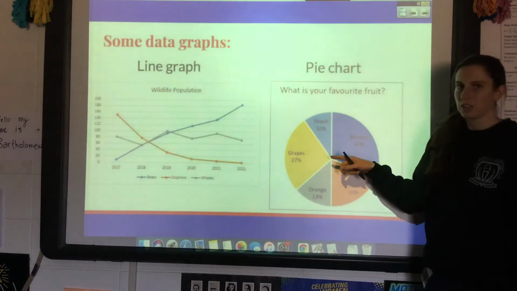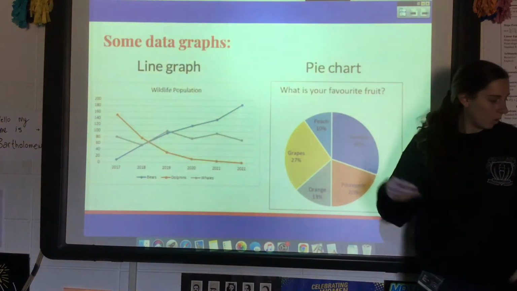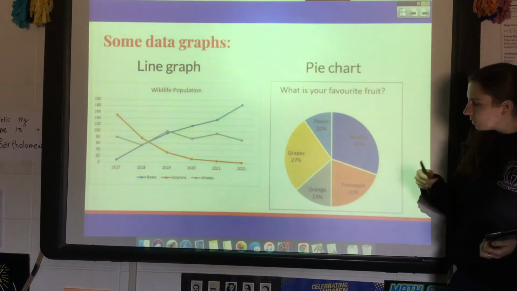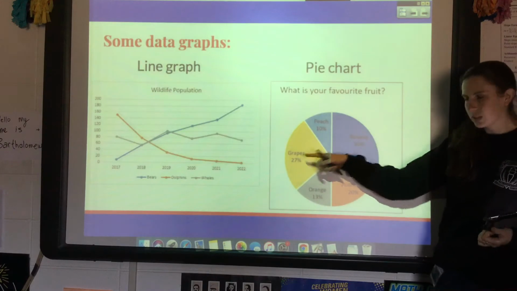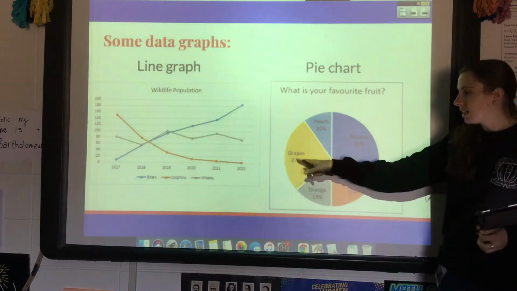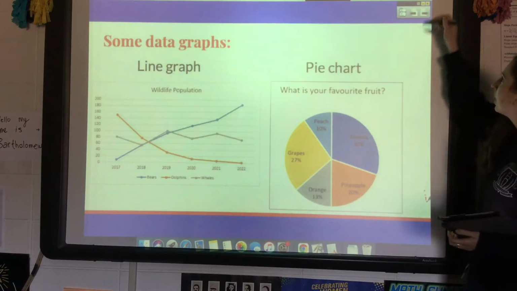A pie chart is helpful when you want to calculate the percentages out of a whole. So in this example, we've asked people what their favorite fruit is, and then like 27% of them said grapes. I don't know exactly how many people we asked, but 27% of them said grapes. So that is a pie chart.